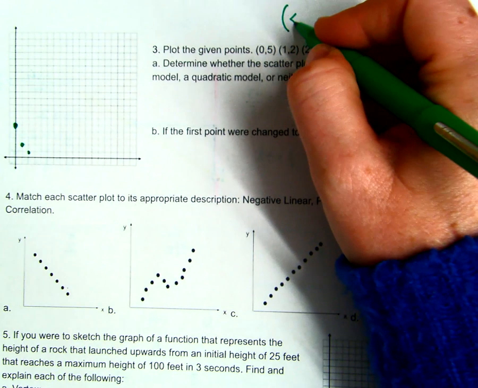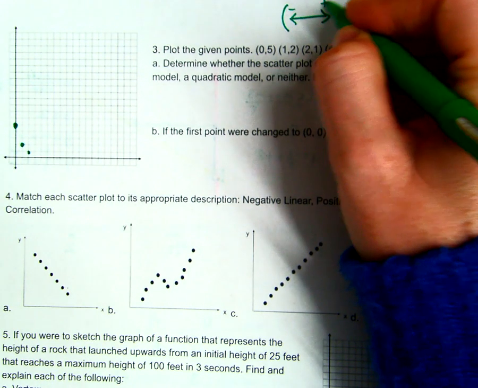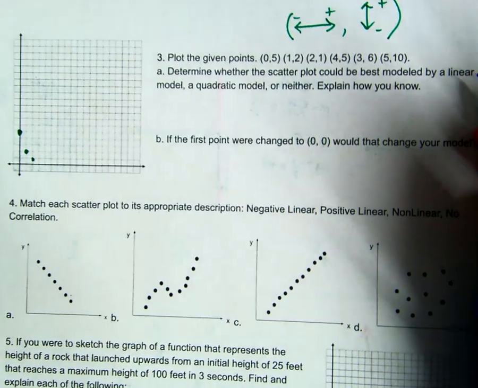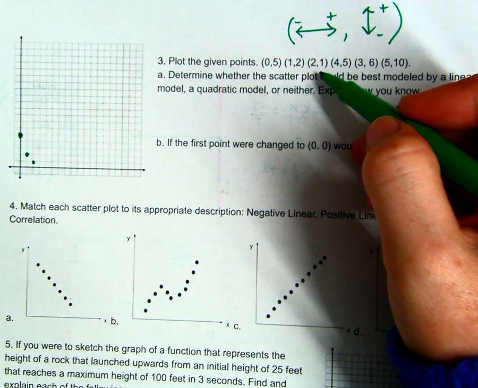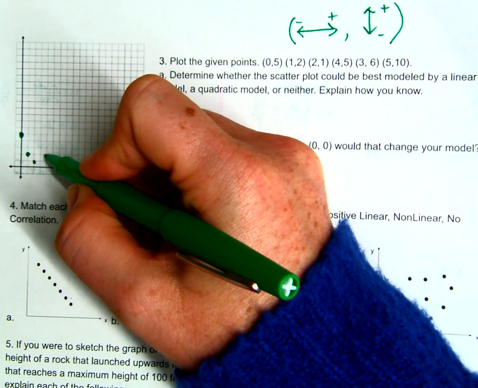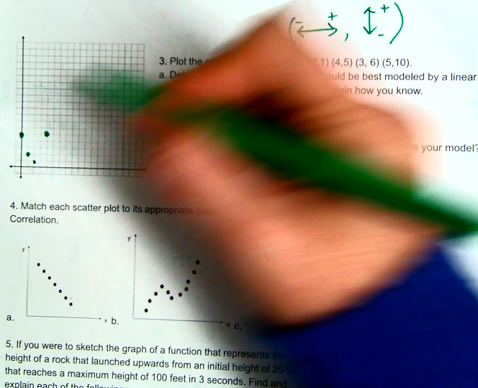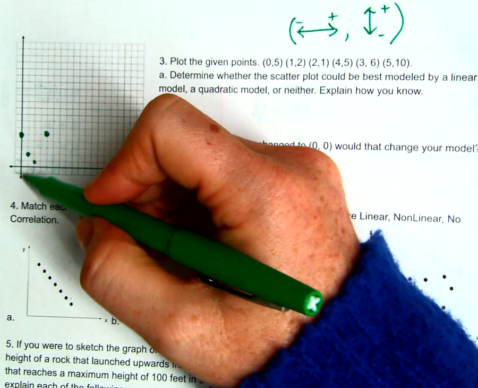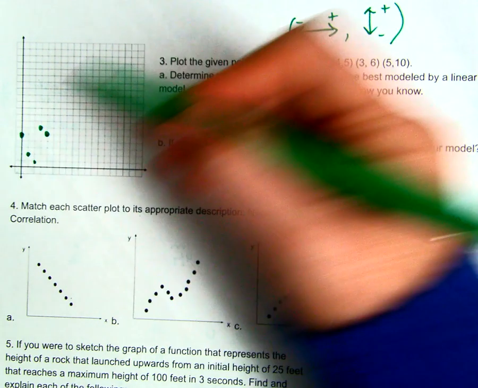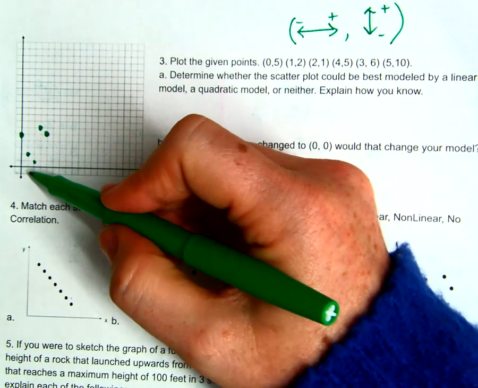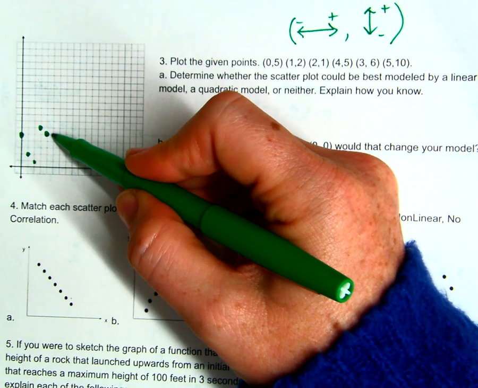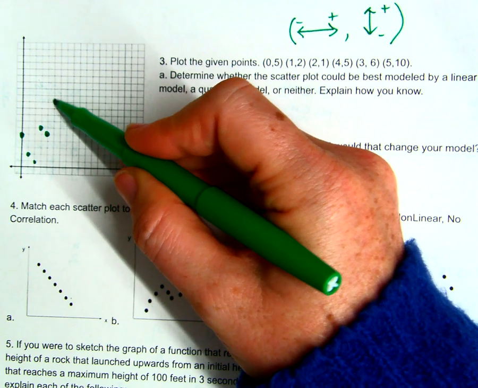Guys, remember the first point is left or right, and the second point is up or down, okay? So don't let that get you off. So I did 2, 1, now I'm going to do 4, 5. There's a point. And then 3, 6. And then 5, 10.